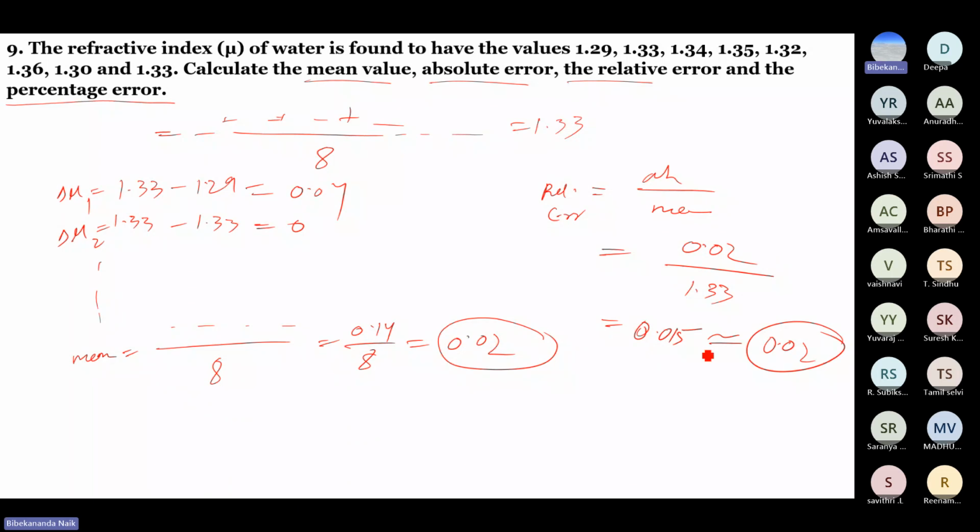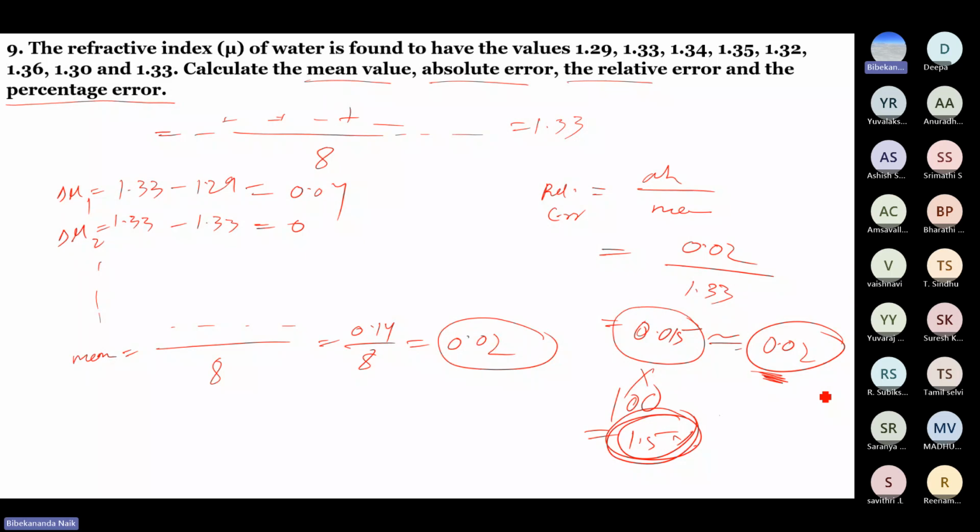But when you calculate percentage, we multiply this number by 100, which gives us 1.5. Since this is 1.5 and the significance matters, here after the decimal there are 2 points, but here there is only 1 point. So this 1.5% will be the percentage error. However, for calculating the relative error, it is approximated to 0.02.